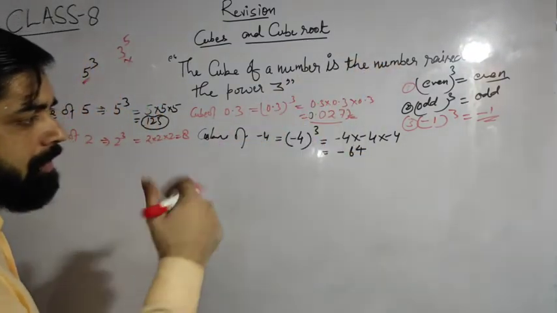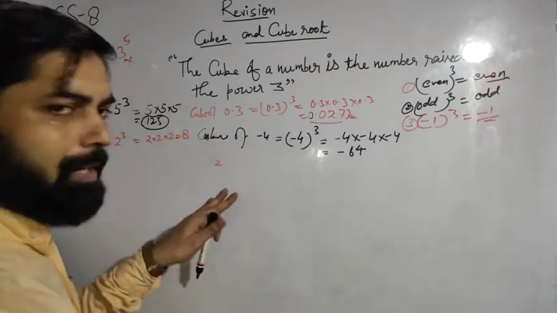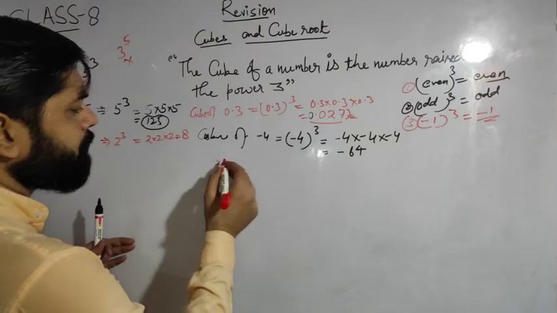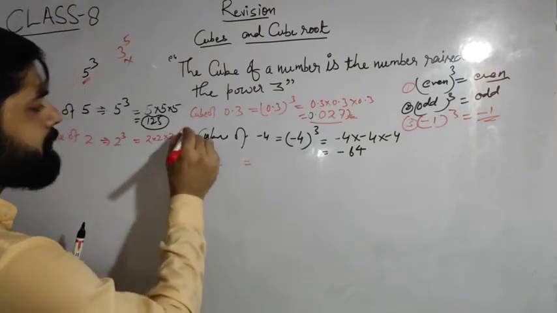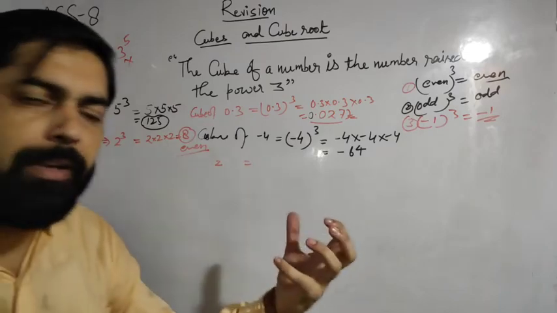Even or odd? Look here, take 2. 2 is an even number. So what is the cube of 2? You know the cube of 2 is 8. So 8 is also an even number. It means the cube of an even number will be even.